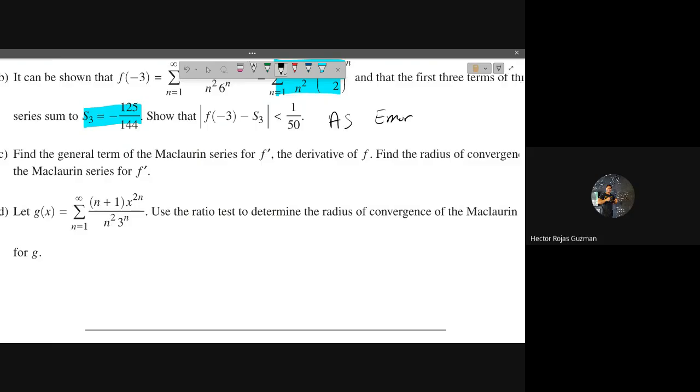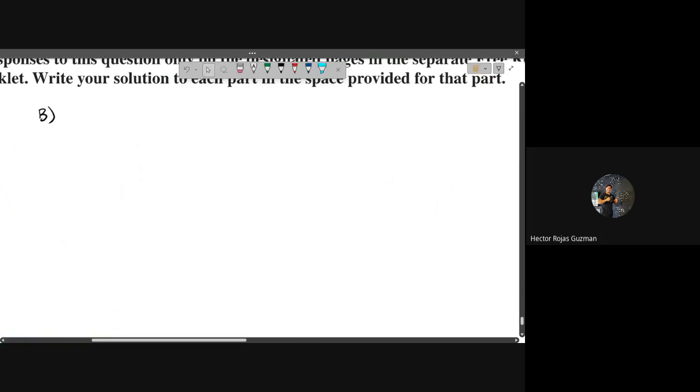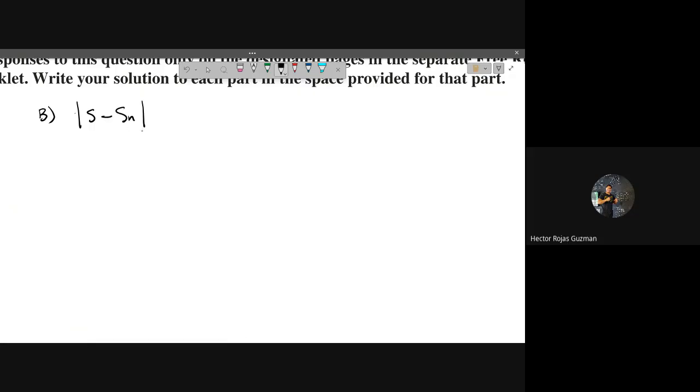test. So I'm just going to start with the regular formula that we learned. The absolute value of the series minus the partial sum of the series will produce the error, and the error will always be less than or equal to the next term. So if we're doing a partial sum with 3 terms, the error will be less than the 4th term. And they want us to show that the error is less than 1 over 50.